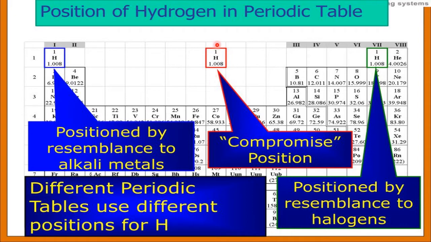So let us place it here in the middle, so that it is showing both the properties. Therefore, it can be placed either here or here. That is the meaning. That's why it is called the compromise position. Let's come to the compromise now.